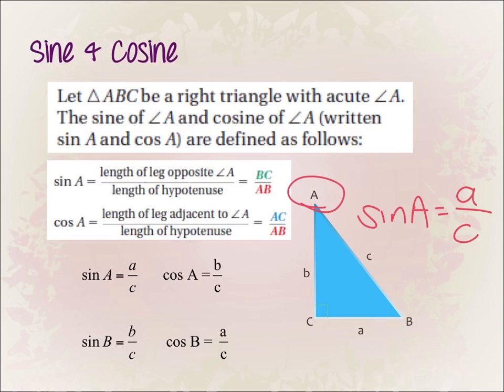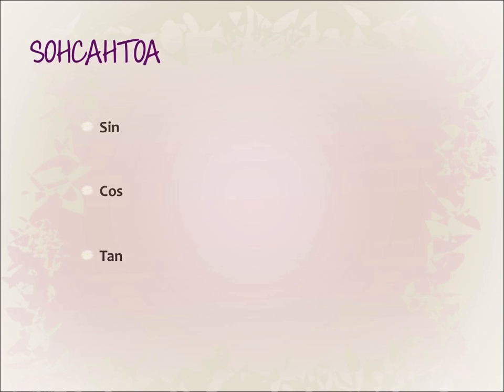So the cosine of A is the side adjacent to angle A, which would be? B. Now B or C, but what's wrong with C? C is the hypotenuse, so C can only be the hypotenuse, which means it's B over the hypotenuse, which is C. So all you have to do is remember SOHCAHTOA.